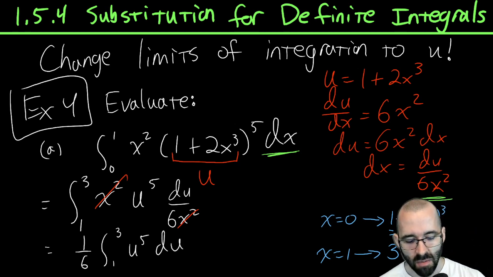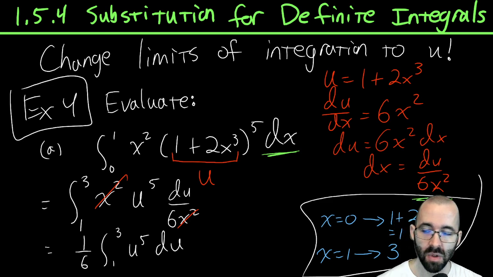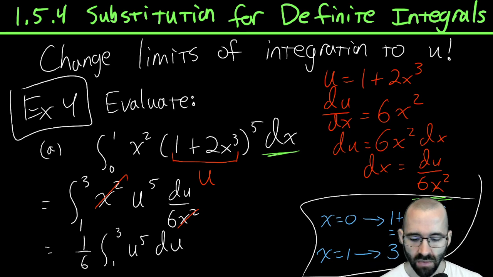So the advantage to this method that I'm doing in the blue here in the corner is that we never have to put things back into x's anymore. We can actually just evaluate because everything is in terms of u, and our final answer is just going to be a number. Whether x's or u's, the final answer will be a number. So we don't have to worry about going back. So that's a shortcut that you can use for definite integrals on u substitutions.